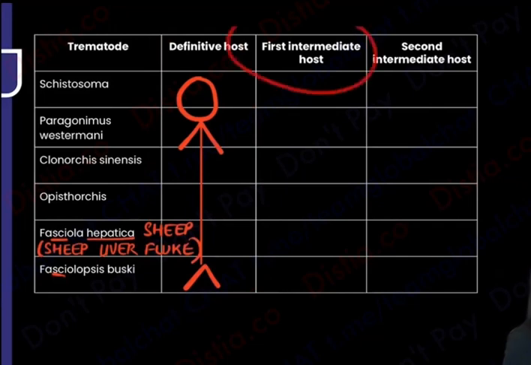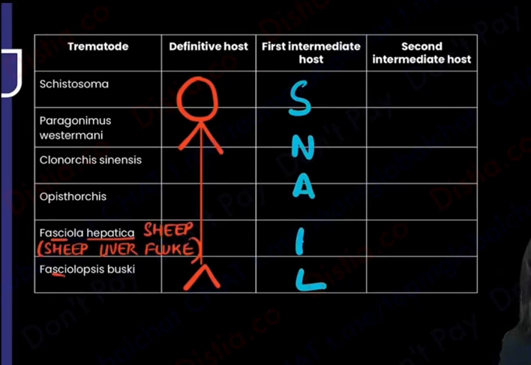The first intermediate host for all of them is going to be the snail. So that is also common. So everyone's definitive host is common, everyone's first intermediate host is common. What is going to differentiate? The second host is going to differentiate.